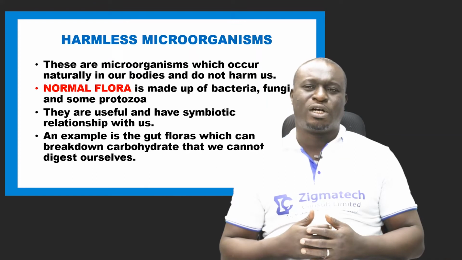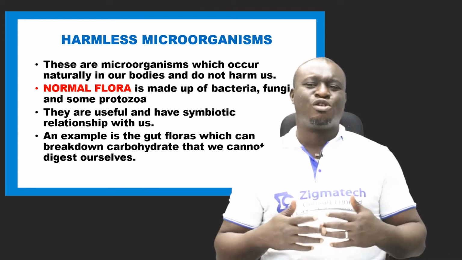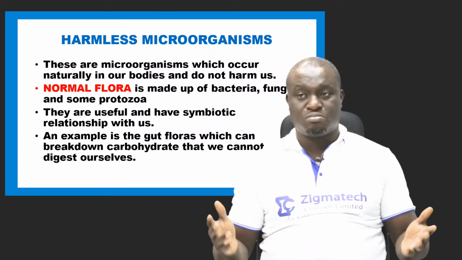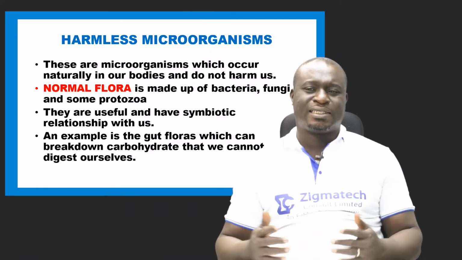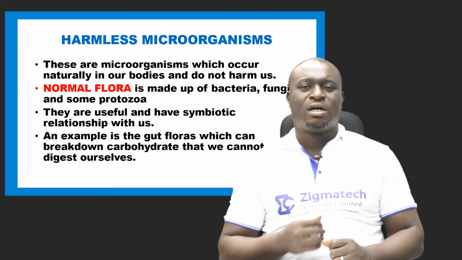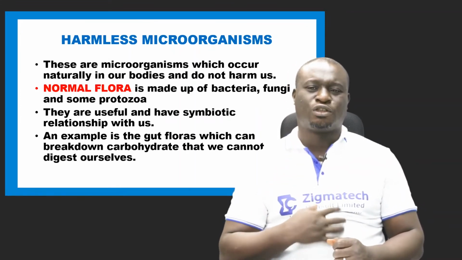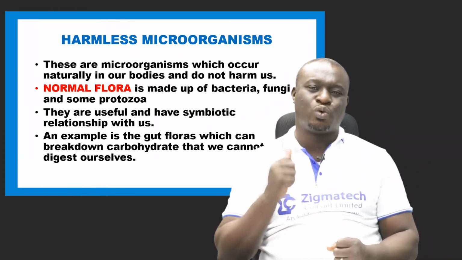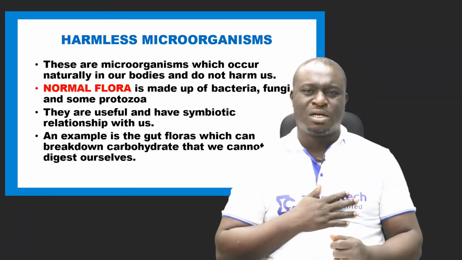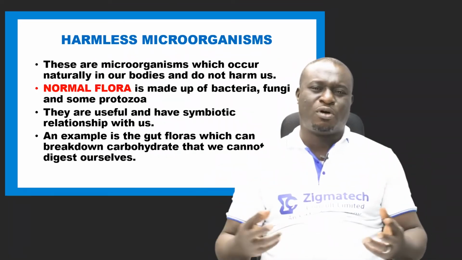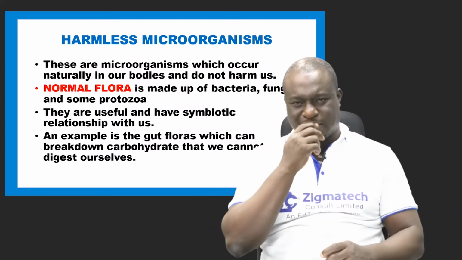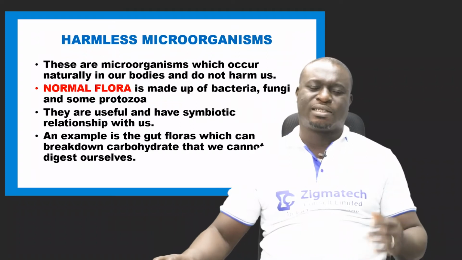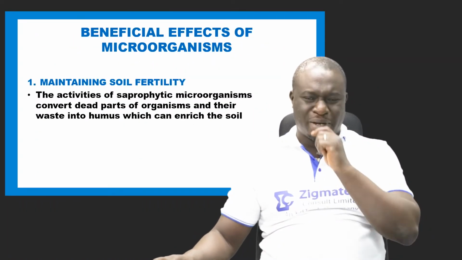Now, these normal flora or harmless microorganisms are useful and they have a symbiotic relationship with humans. An example is the gut flora found in the guts of man, which can help to break down carbohydrates that we cannot digest ourselves. There are some complex carbohydrates like starch that we can't digest ourselves. These gut flora help in the digestion of these complex carbohydrates. Now, beneficial effects.